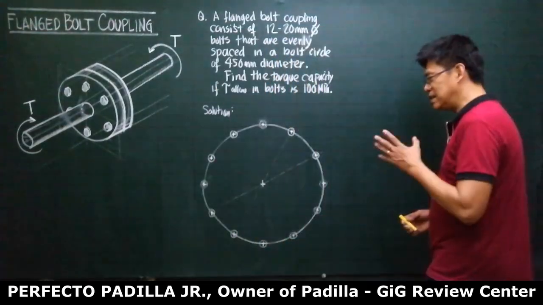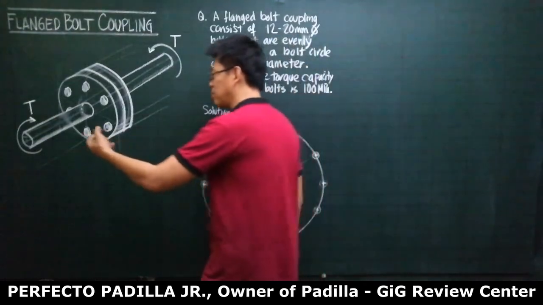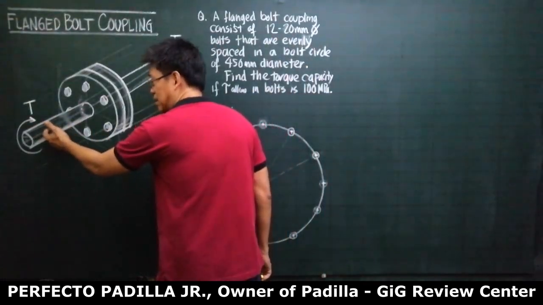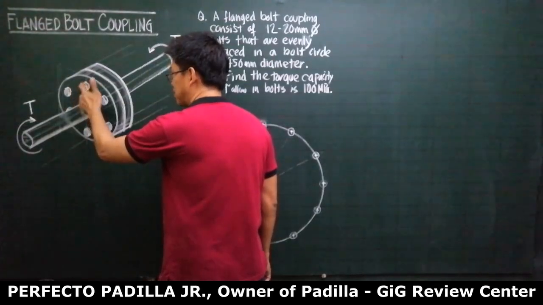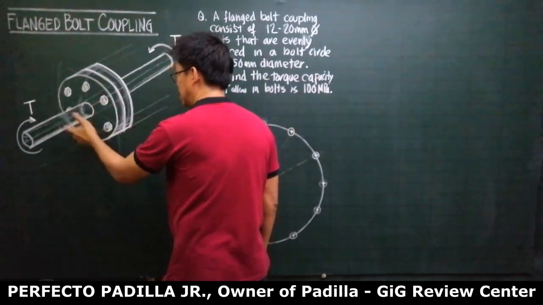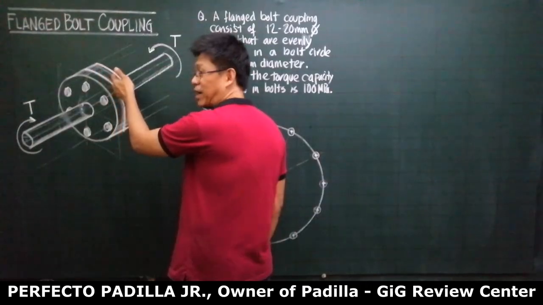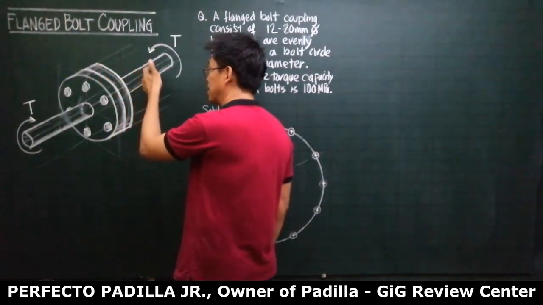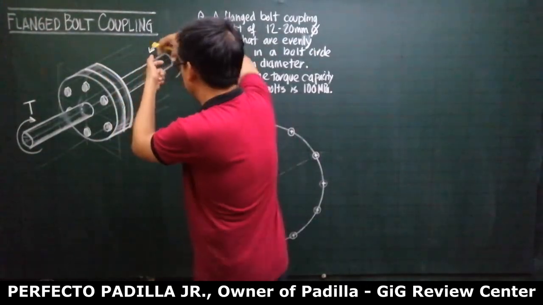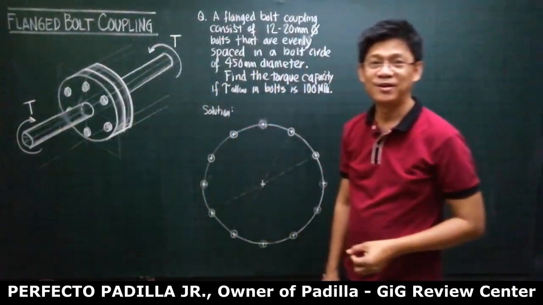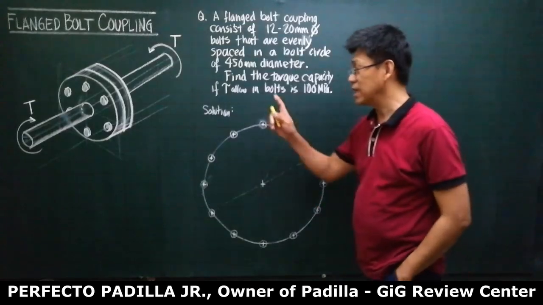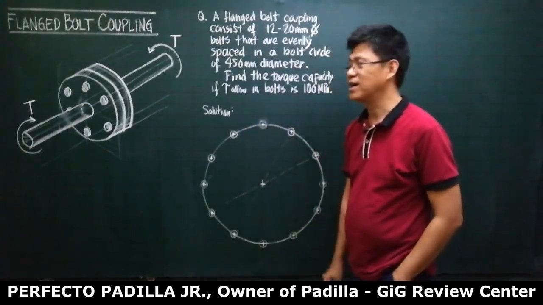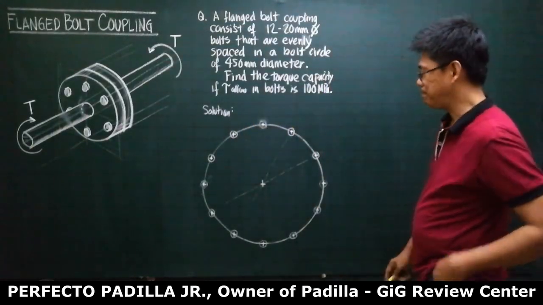Okay, so in this situation, the torque being applied on the rod will be transferred to the flange, and the flange will transfer it to the bolts. Then the bolts will transfer it to the other flange, and the flange will transfer it to the rod to resist the torque. You follow? So our focus here is the strength of the bolts in the flange supporting the torque. So let us have this one.